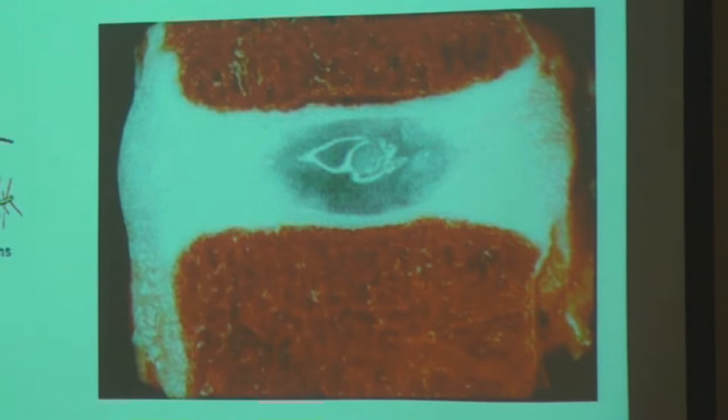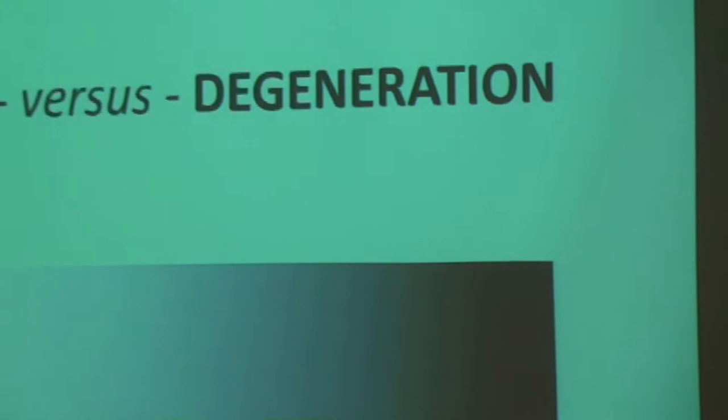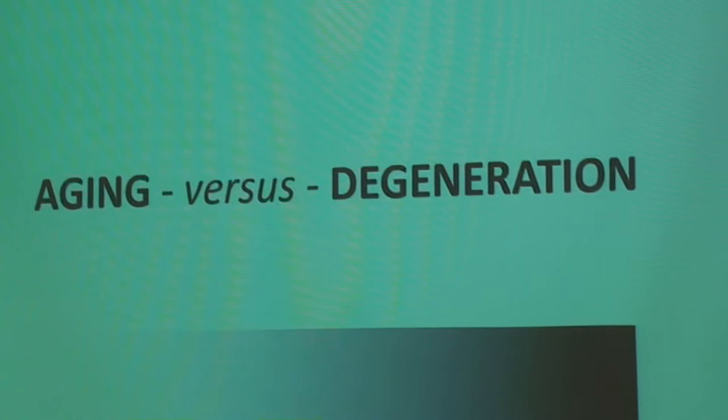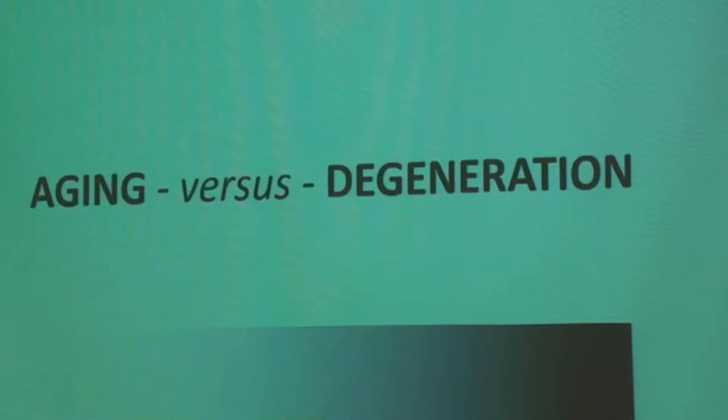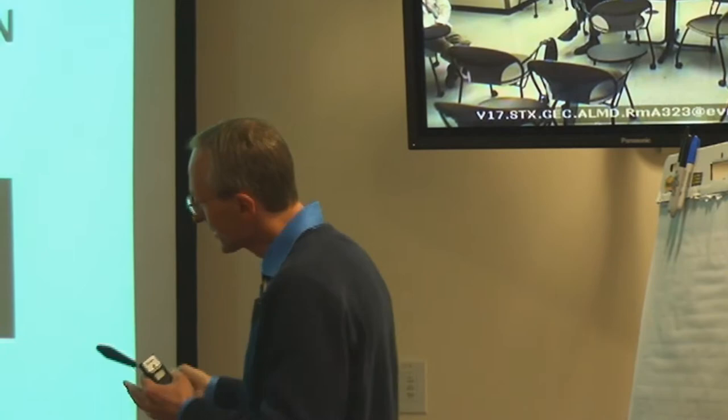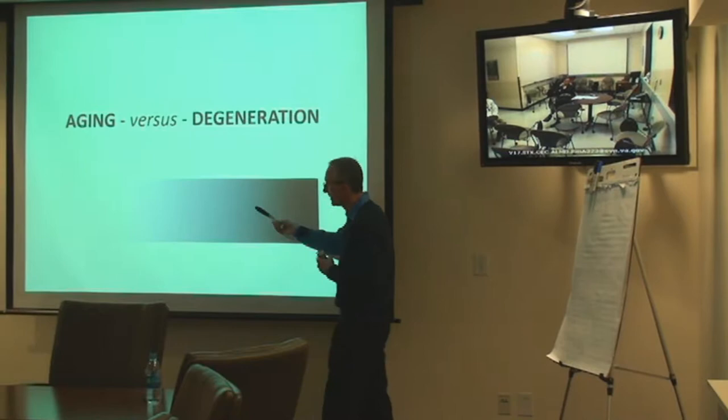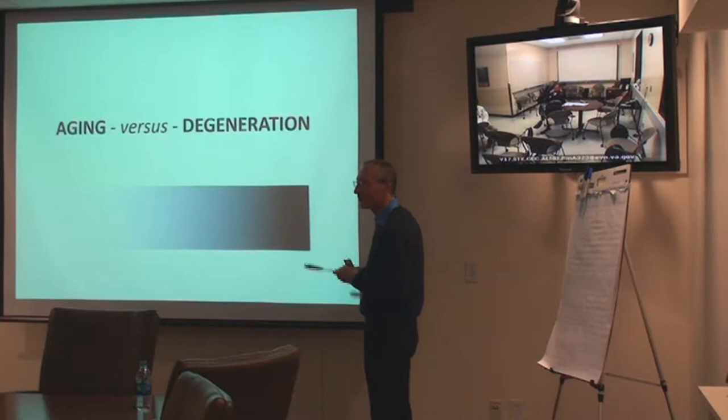And here comes the question. What is the consequence of a progressive decline of this sort of perfect nutrition to the intervertebral disc? Here we are opening the next large chapter, which is aging and degeneration. And I didn't know how to exactly present the problem and the confusion between these two terms, so I just wanted to tell you that the differentiation between aging and degeneration is the same as the differentiation between black and white on this very smooth transition.